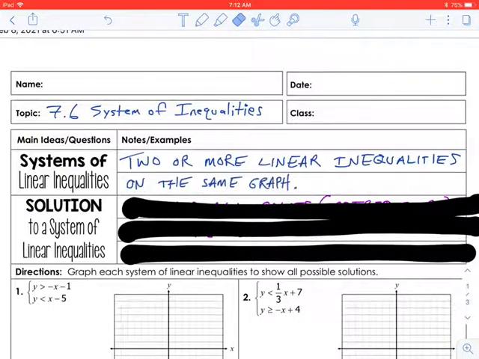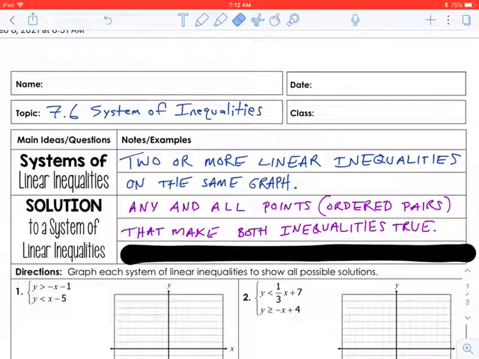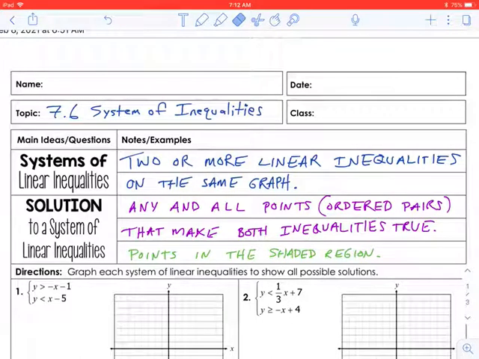So looking at what a system of linear inequalities is, it's just two or more linear inequalities on the same graph, just like a system of equations. Okay, so going on from there, it's just a little different. Instead of just graphing a line, there's a little more stuff into it. Okay, so the solution to a system of linear inequalities is any and all points or ordered pairs that make both equations true, or inequalities true. And what that really means in our case is points in the shaded region. So we're going to see what that looks like here in a second.